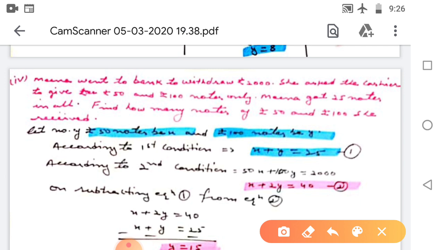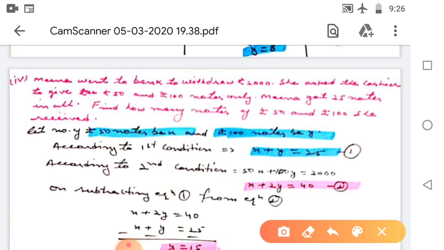Meena went to a bank to withdraw 2000 rupees. She asked the cashier to give 50 rupees and 100 rupees notes only. Meena got 25 notes in total. Find how many notes of 50 rupees and 100 rupees she received.